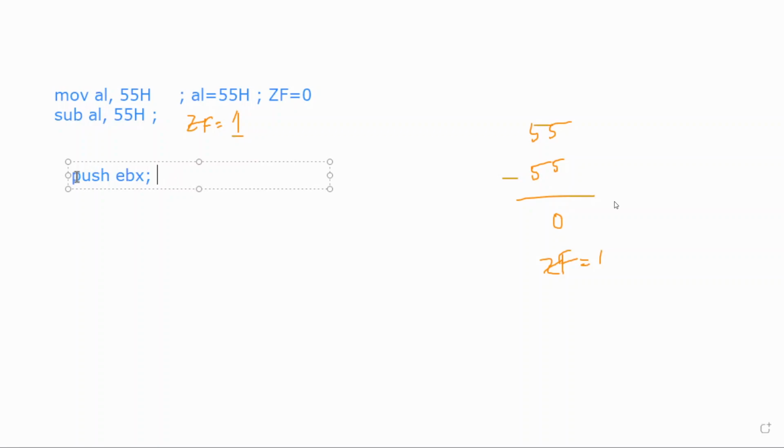Okay, so after the second operation we got ZF equals 1, and now the processor will perform a push operation and it is going to insert a new register, that is EBX. So after this operation, what will be the value of ZF? The value will be unchanged because we didn't get any result after the push operation. That means the move and push operations don't affect the zero flag register.